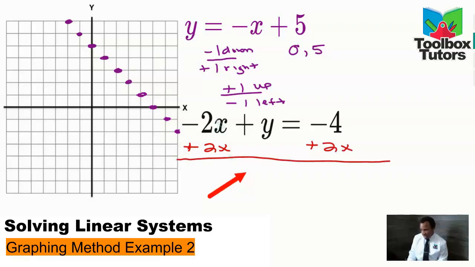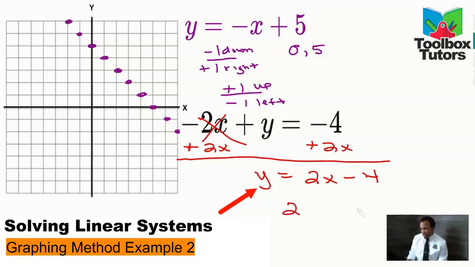Now on the left side, this cancels out. We bring down our y, and we have an equal sign, and we have +2x minus 4. Notice that this is now in slope-intercept form, which is y equals mx plus b. So now that we have this in slope-intercept form, we can graph this just like we graphed the purple function above. So now our slope would be 2.